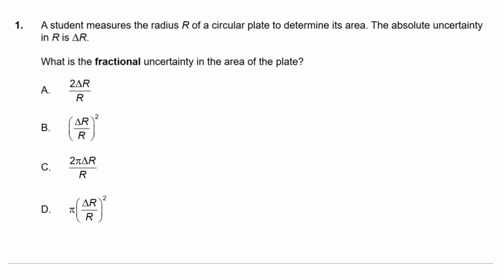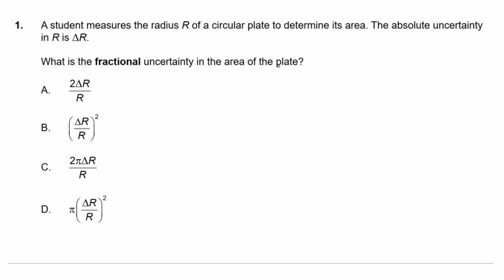In this video, I will help you to answer the most difficult questions in IB Physics Paper 1 HL, May 2019. This is the first question. A student measures the radius R of a circular plate to determine its area. The absolute uncertainty in R is delta R. What is the fractional uncertainty in the area of the plate?